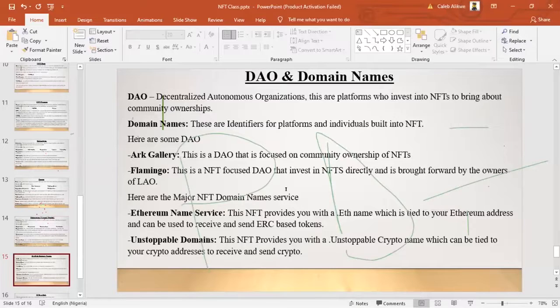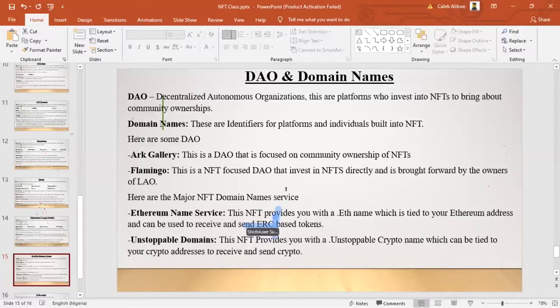So the Ethereum Name Service provides you with a .eth name, which is tied to your Ethereum address and can be used to receive and send ERC-based tokens. So you could use your MetaMask, go to the Ethereum Name Service platform, look for a certain name that's not been bought by anybody, purchase the name, and then with that .eth name, whenever someone wants to send you any Ethereum-based token, you can easily submit that as your wallet address, and the token will be sent to that.